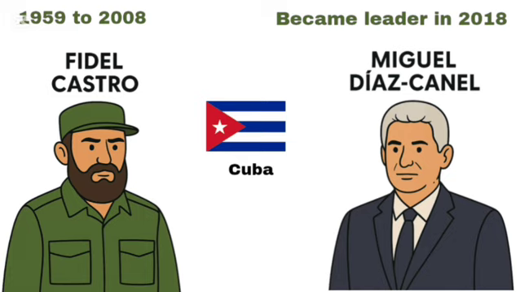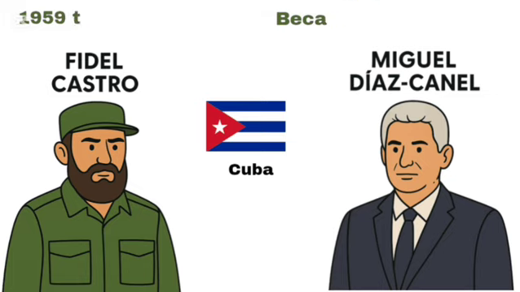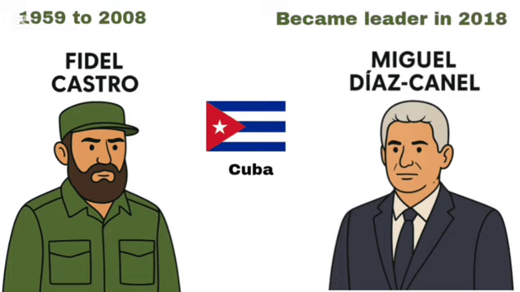Many years after Cuba became independent, Fidel Castro became the country's leader, ruling from 1959 to 2008. He made many big changes in Cuba's government and its relationship with other countries. Today, the president of Cuba is Miguel Diaz-Canel, who became leader in 2018. This shows that Cuba's leadership has changed over time, but its history is still connected to the events you've learned about.